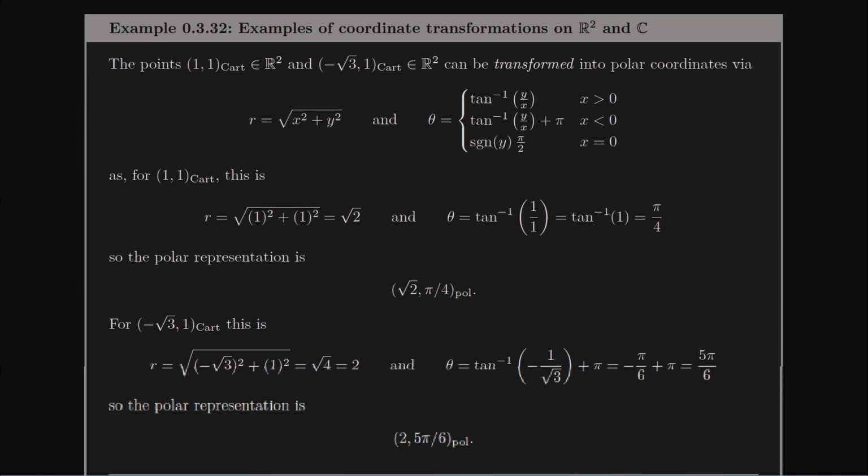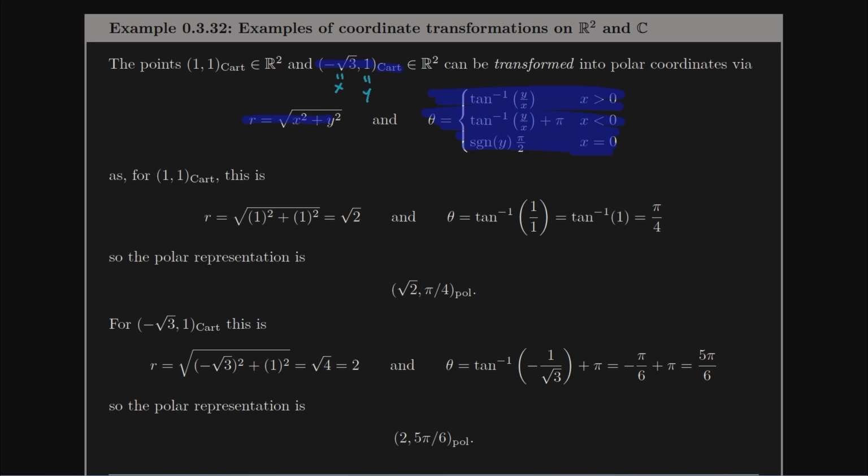So let's look at an example of actually performing these transformations. Suppose I have this point negative root 3 comma 1 in Cartesian land, and I want to write that in polar land. Well, I'm going to use these transformations. I'm going to plug the values in. Negative root 3 is the x coordinate, 1 is the y coordinate. I'm just going to go ahead and plug it in.